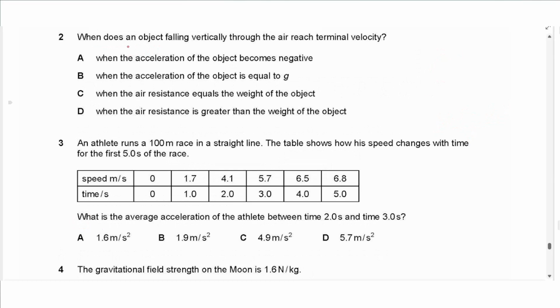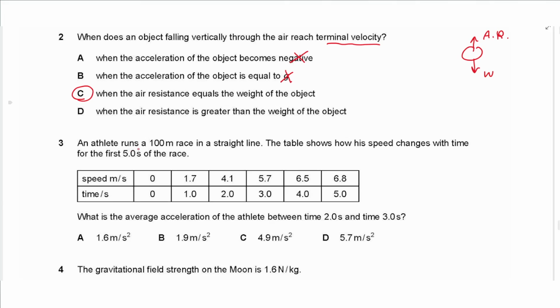Question 2 says, when does an object falling vertically through the air reach terminal velocity? So this happens when the air resistance or the drag force is balanced by the weight, or equal to the weight. So when the acceleration of the object becomes negative, no, acceleration is 0, since terminal velocity means constant velocity. Acceleration is g, no. When the air resistance equals the weight of the object, yes, so the answer is C.